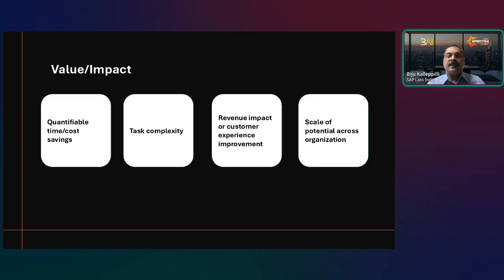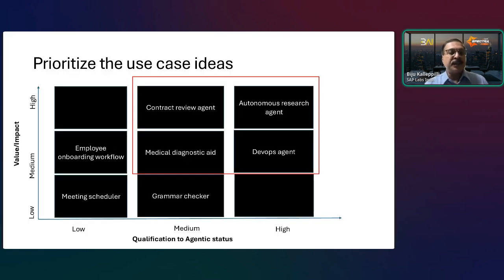And finally, the scalability of this particular use case. Even though you build it or bring it as a prototype in your localized environment, will there be an opportunity to scale it up across your lines of business or in other subsidiaries or across the countries? So there are two dimensions I talked about. One is the value impact, the other is the agentic degree of the particular use case. Now we are going to combine this to decide the prioritization.